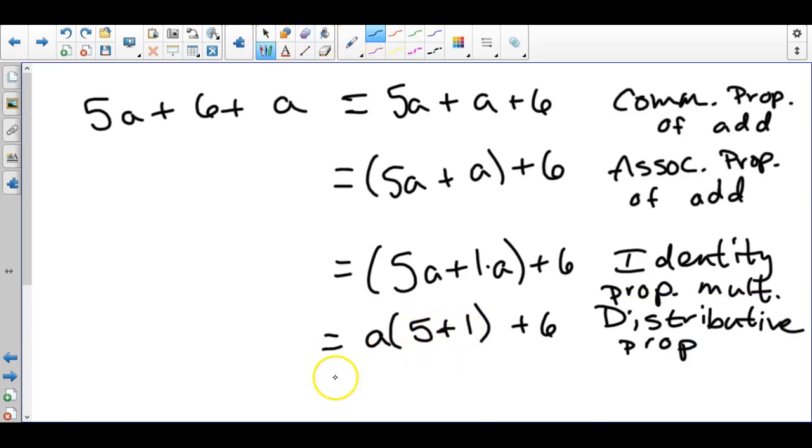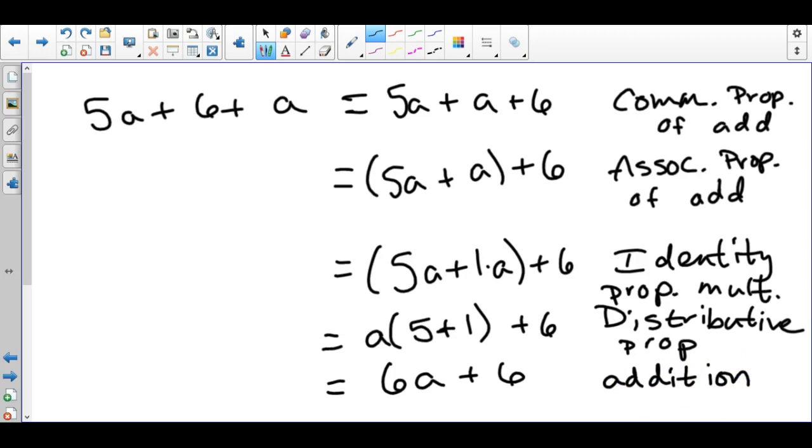And now I can add these together. 5 plus 1 is 6. But we usually put the number in front of the letter, so 6A plus 6. That step we just actually did some addition. We didn't use one of the properties, we did an actual math operation.